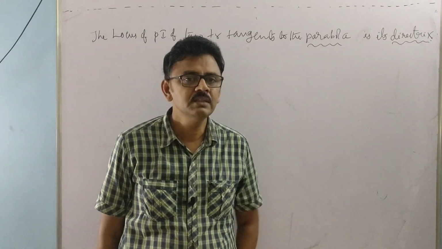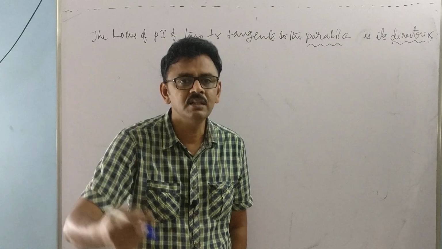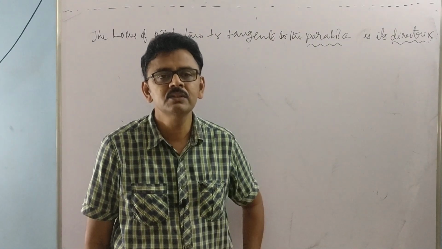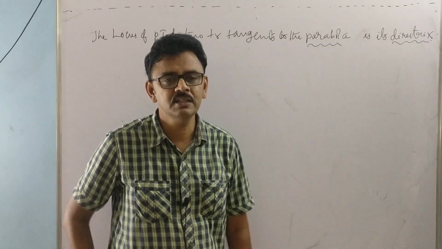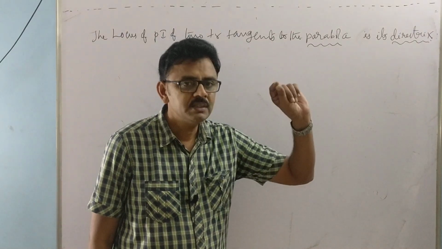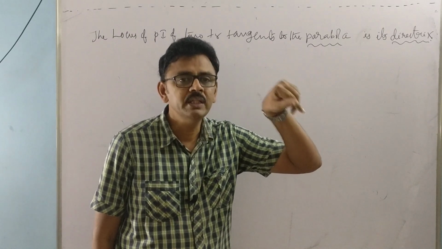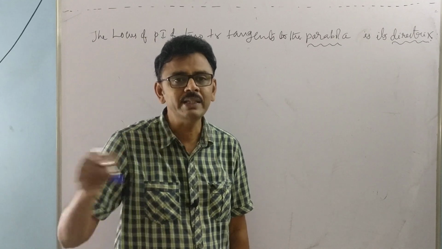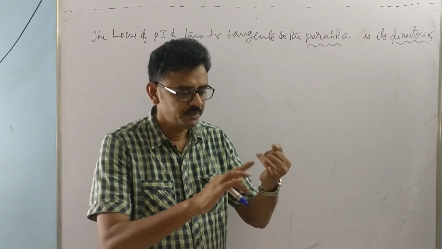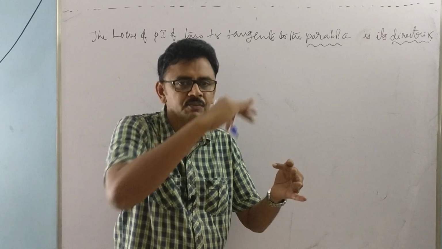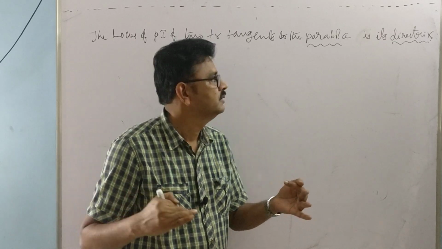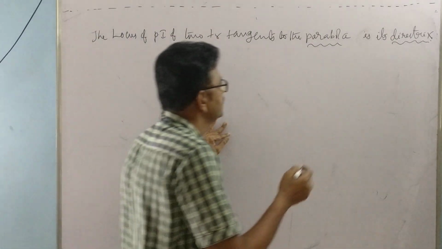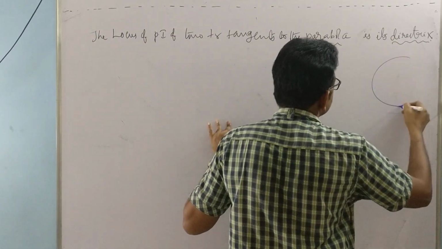Everything I discussed in circles, the director circle: the locus of the point of intersection of two perpendicular tangents to a circle is called a director circle. In place of circle, simply put conic. The locus of the point of intersection of two perpendicular tangents to a conic, whether a parabola, ellipse or hyperbola, has the same definition. So, the locus of the point of intersection of two perpendicular tangents to the parabola is its directrix.